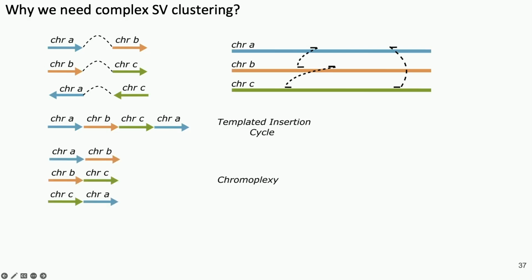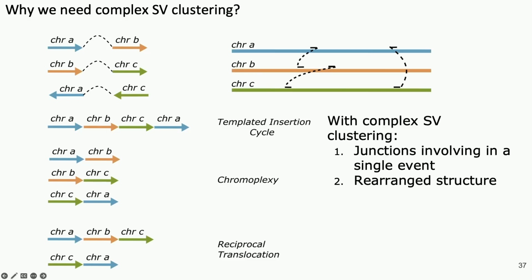Or it can be a chromoplexy, just a synchronized translocation event between multiple chromosomes. Here, chromosome A to B, B to C, and C to A. Or it can be a reciprocal translocation event with an insertion from chromosome B. With complex SV clustering with Severus, we not only identify junctions that are in a single event, we also tell you which of these three events is much more likely to be happening in your sample.